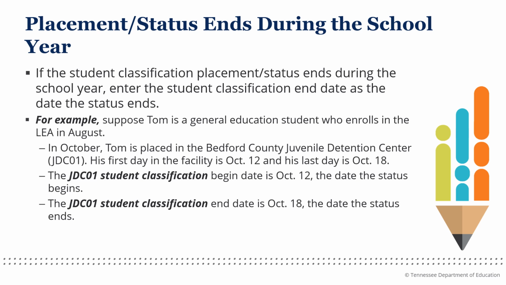For example, suppose Tom is a general education student who enrolls in the district in August. In October, Tom is placed in the Bedford County Juvenile Detention Center, which is identified by the JDC-01 student classification. His first day in the facility is October 12th, and his last day is October 18th. The JDC-01 student classification begin date is October 12th, and that is the date the status begins, and the JDC-01 student classification end date is October 18th, the date the status ends.